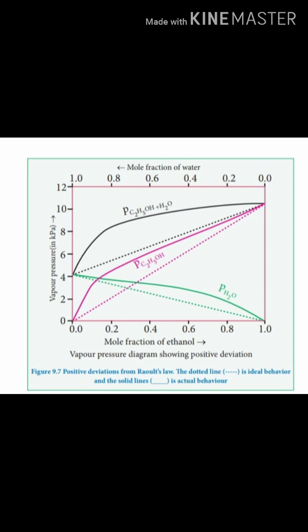The picture is a vapor pressure diagram showing positive deviations. The x-axis is mole fraction, the y-axis is vapor pressure. Note these points. Understand the positive deviations by considering a solution of ethyl alcohol and water. In these solutions, the hydrogen bonding interactions between ethanol and water are weaker than the hydrogen bonding interactions amongst themselves.